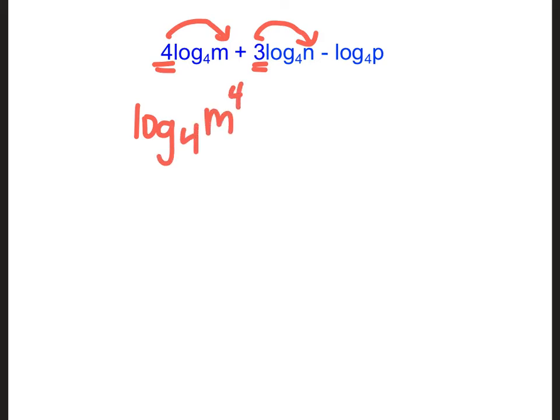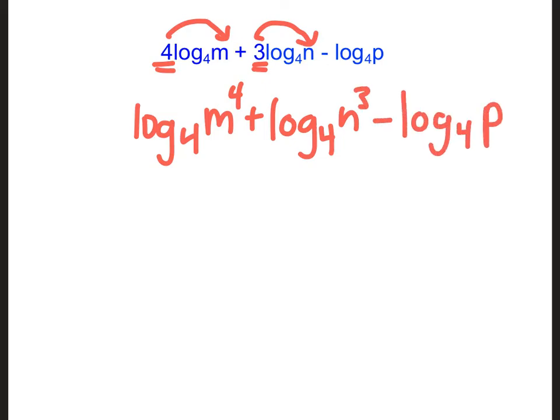All right, so the first thing I notice is that we have a 4 out front and we have a 3 out front, which means we can use the power rule. Remember, you can take that number and it becomes the power on whatever's after your log. So I'm going to have log base 4 of m to the power of 4 plus log base 4 of n to the power of 3 minus log base 4 of p.